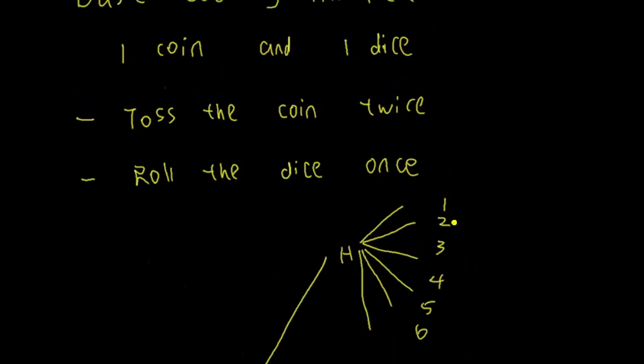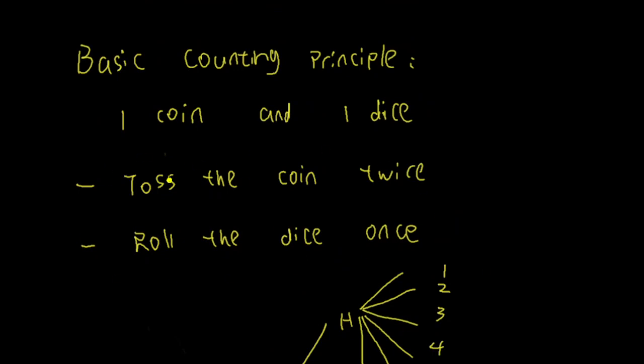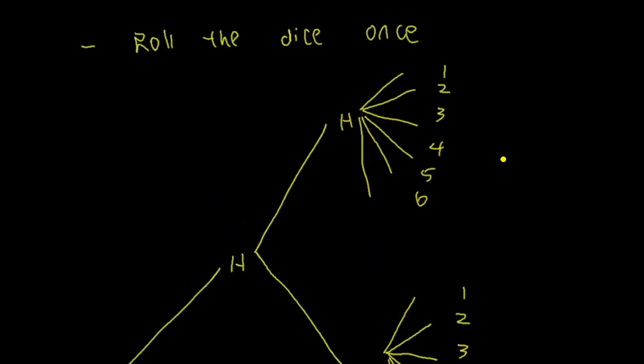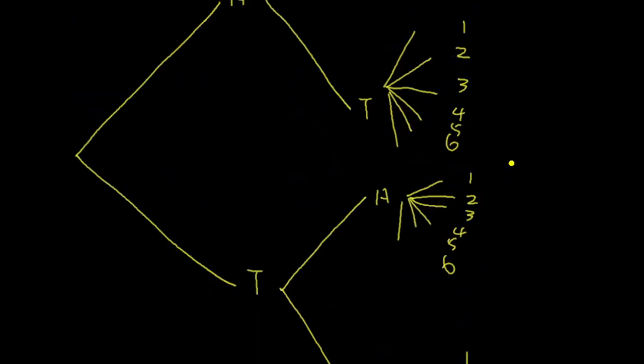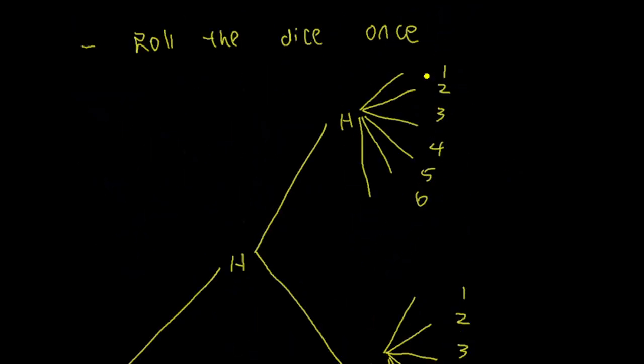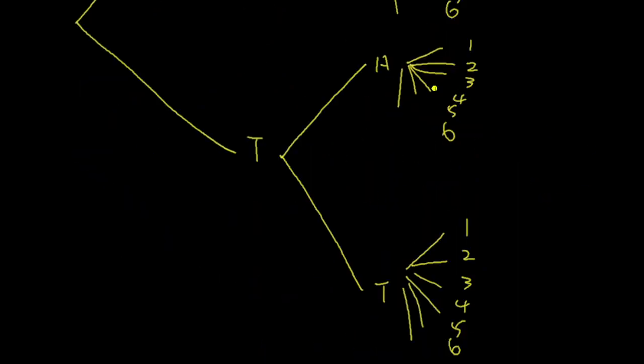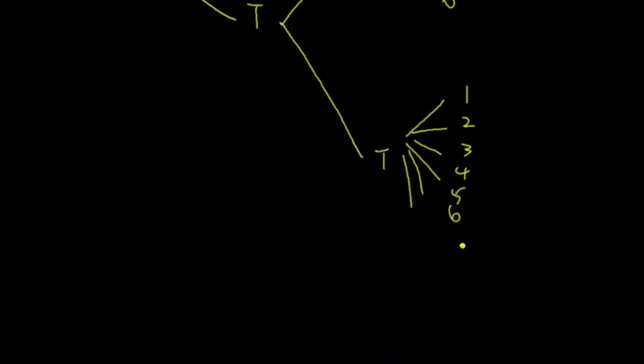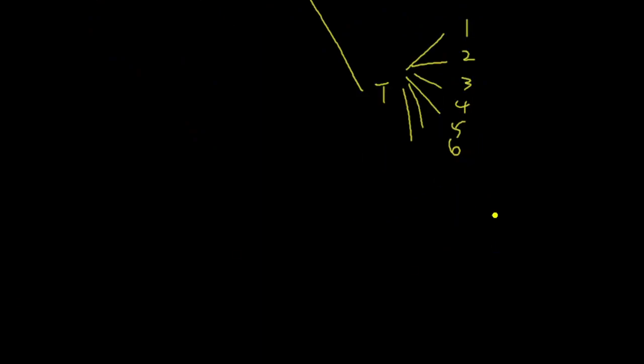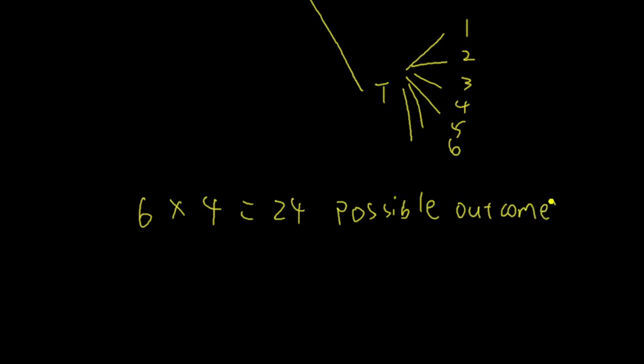Okay, so we finished these two procedures. How many possible outcomes are there? Well, if you look at the tree diagram, you see 6 here, 6 here, 6 here, and 6 here. So you see 4 groups of 6. Then you can just say 6 times 4, right? That is 24 possible outcomes. Yes, that's the answer.